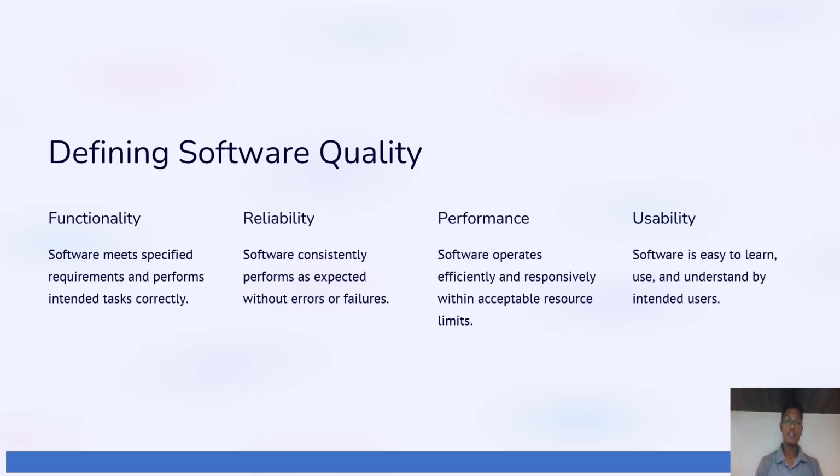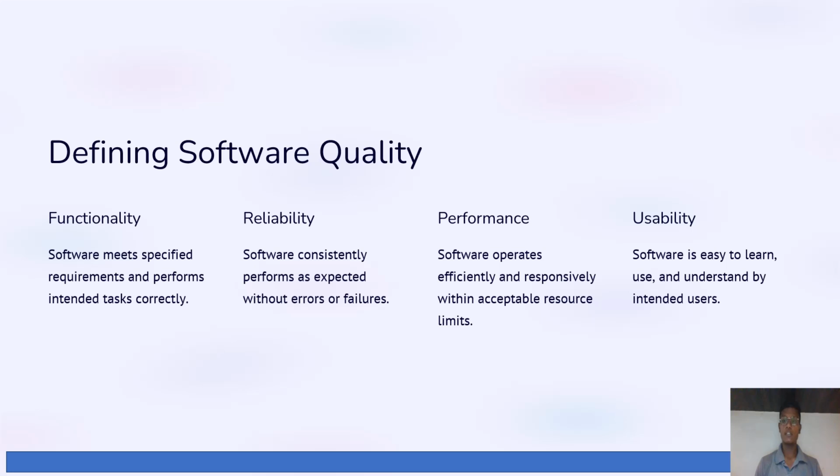Next, functionality, reliability, performance, and usability. First, we move on to functionality. Software meets specified requirements and processes intended tasks correctly. Next one is reliability. Software consistently performs as expected without errors or failures. This is known as reliability. Next one is performance. Software operates efficiently and responsively within acceptable resource limits. This is called the performance of the software quality.